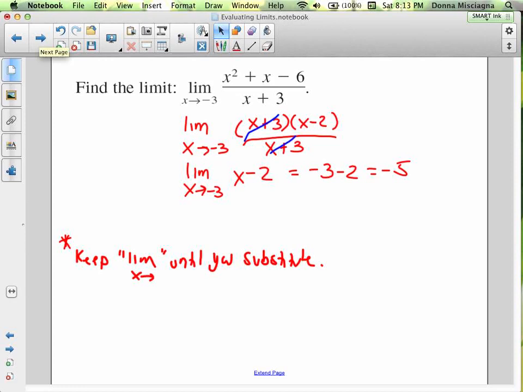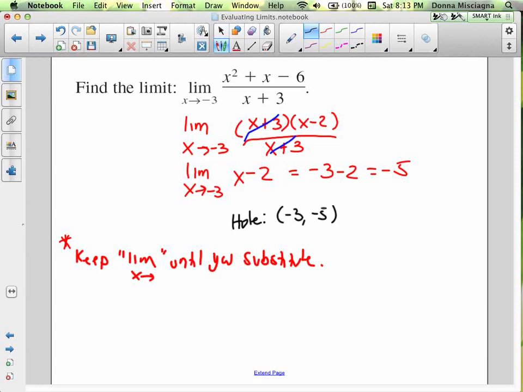It never reaches negative 5 because there's a hole at negative 3, negative 5. Let me write that down. There's a hole. We can tell on this one there's a hole because I canceled out a factor in the numerator and the denominator. So our hole is at negative 3, negative 5. However, the limit still exists, because we're approaching the same value from the left-hand side and the right-hand side.